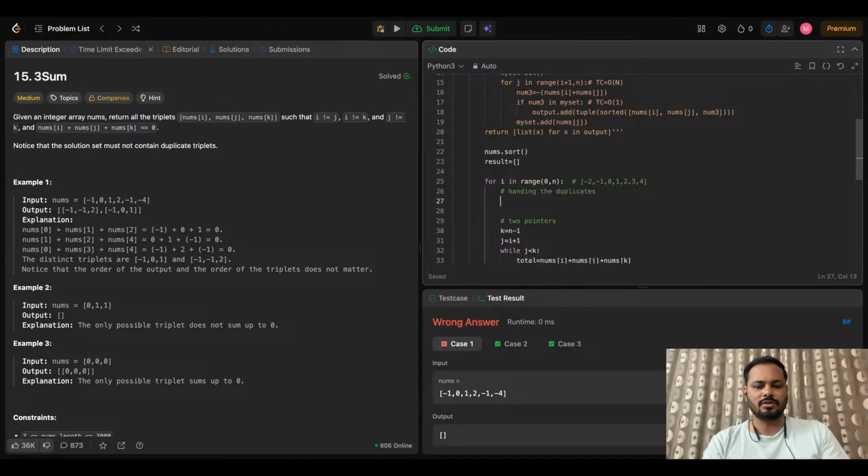-1, nums of i, nums of i. If these two elements are equal, then it will go to the next thing. No, so I just have to put nums of i -1, then it will continue, right?